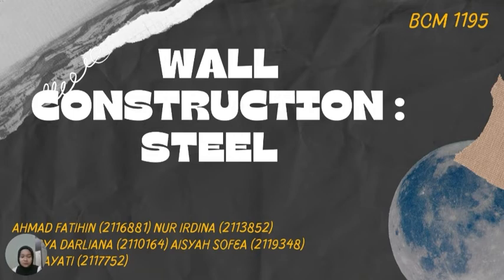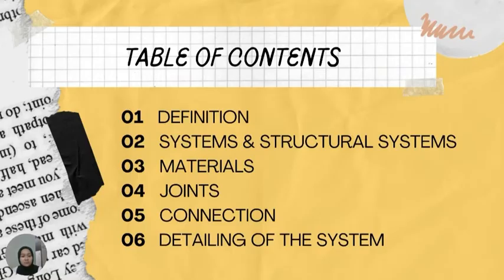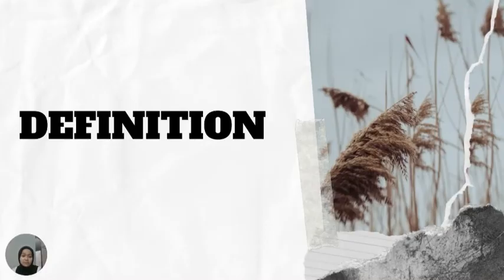So today our group is going to present about wall construction steel. Our group members are Ahmad Fatihin, Nur Idina, Alisha Daliana, Asha Sofia and Nurhayati. The table of contents, first of all, is definition, systems and structural systems, materials, joints, connection, detailing of the system. So first of all, I'm going to talk about definition.